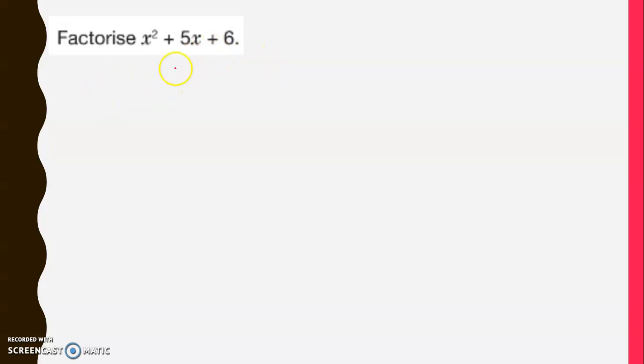To start with, we first look at this c term. In this case, it's positive 6. We have to find two numbers that multiply together to give us positive 6. We can have 6 times 1 or 2 times 3. Now the second step is to identify which pair of factors add up to give us this 5. So 6 plus 1 is 7, so that's not what we want. But as you can notice, 2 plus 3 equals 5. So that's what we want.